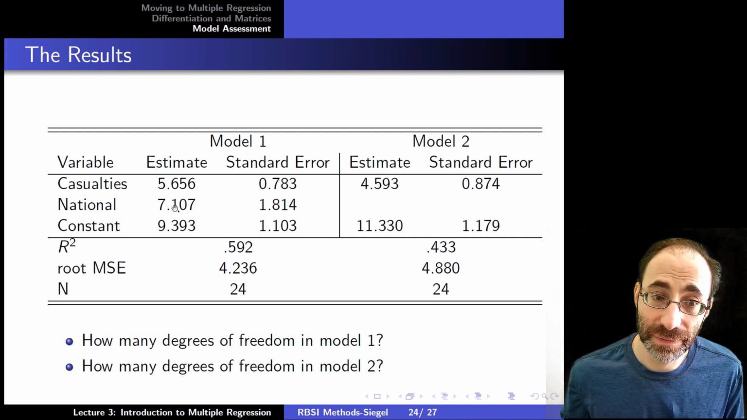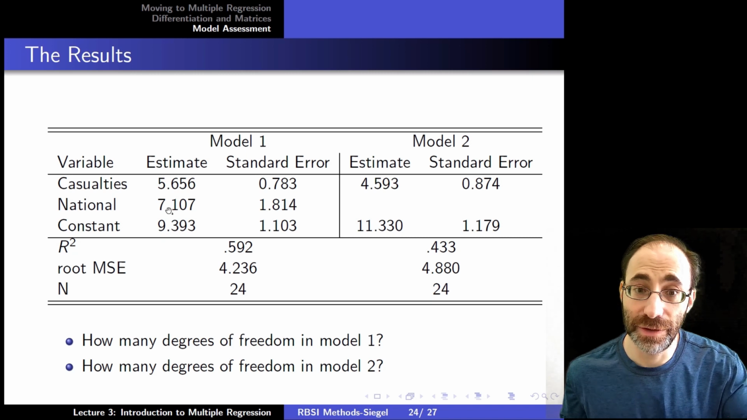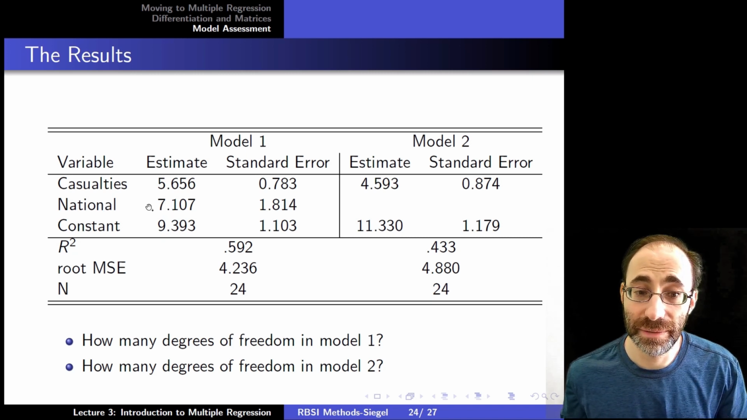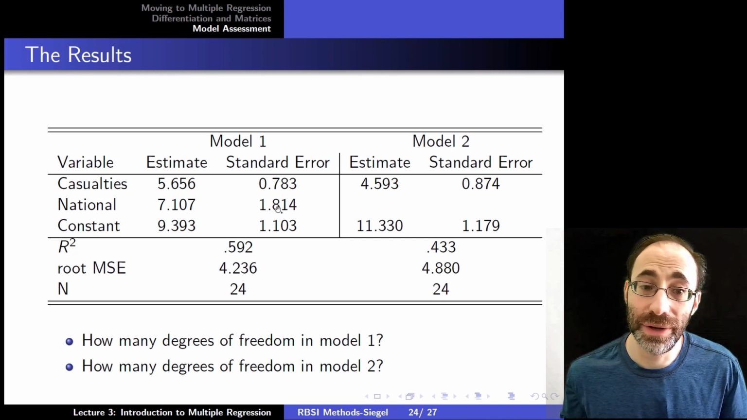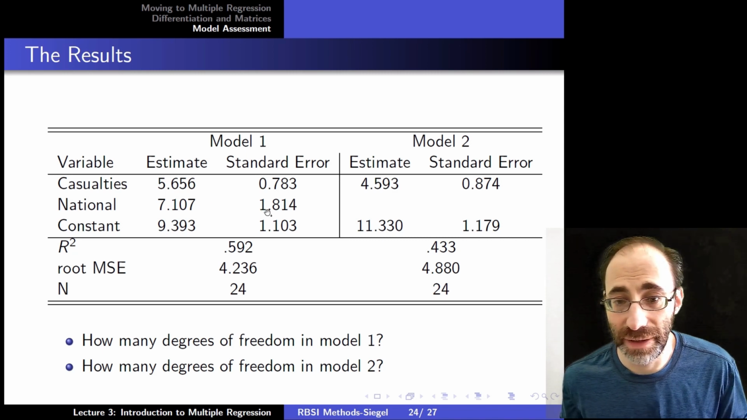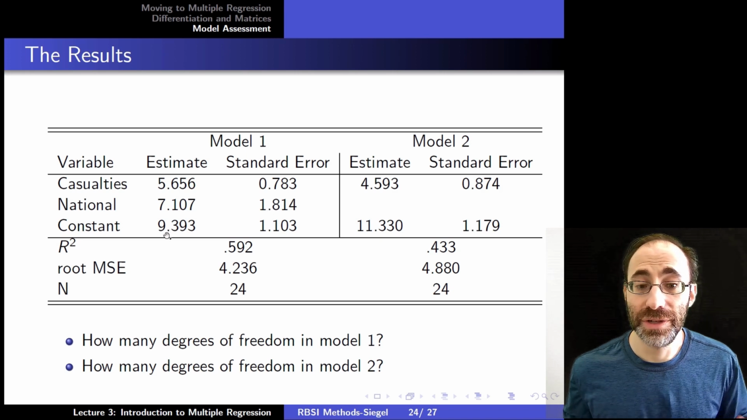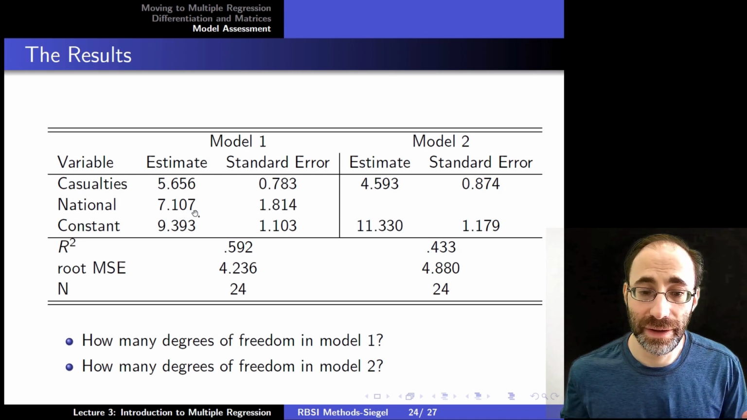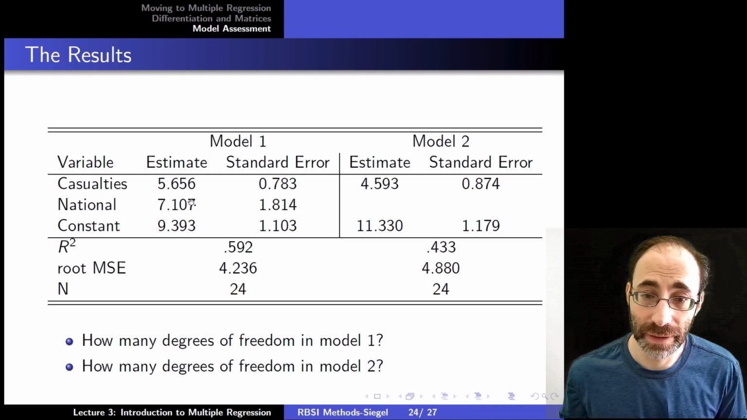For the national variable, this is a dummy variable, which means going to the national paper from the local paper increases the coverage by 7 mentions. The error here is 1.8. Again, you divide, and this one's going to be more than 3, so it's also probably significant. And there's a constant as well for the baseline level of mentions given 0 casualties and a local paper.